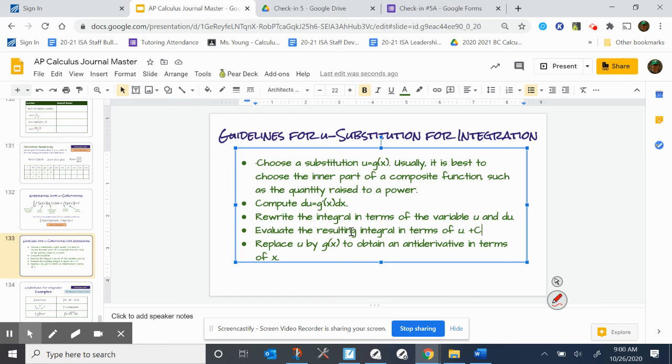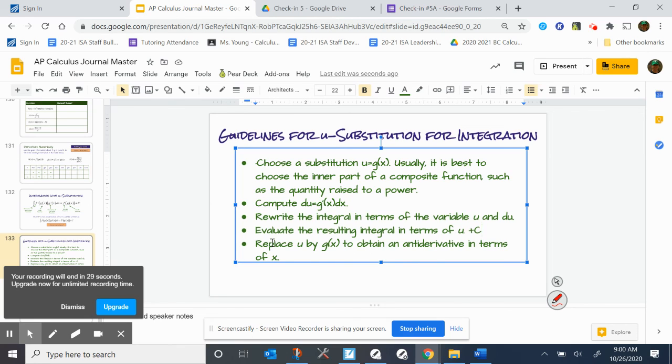Once I've done that, I will find the antiderivative, I'll find the integral, I will put a plus c, and then at the very end, I will put my u back in. And that is it.